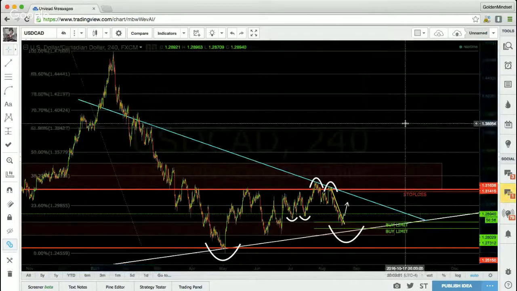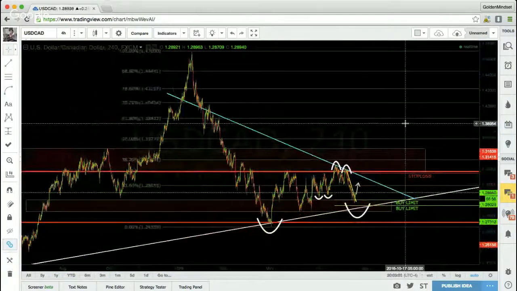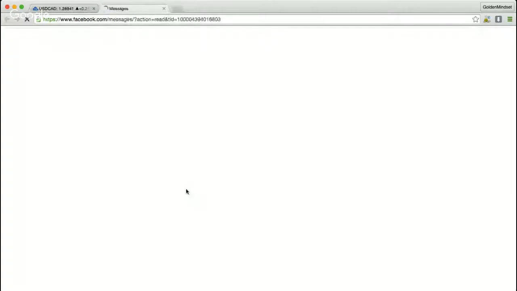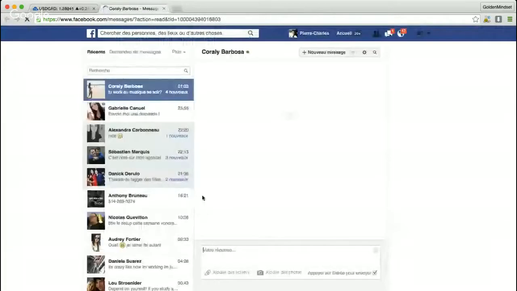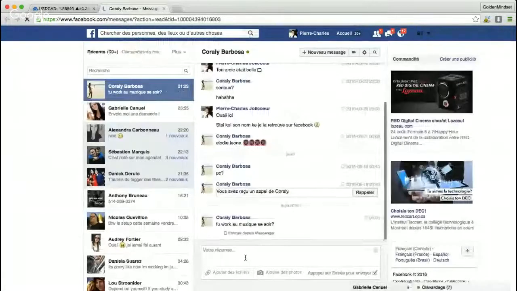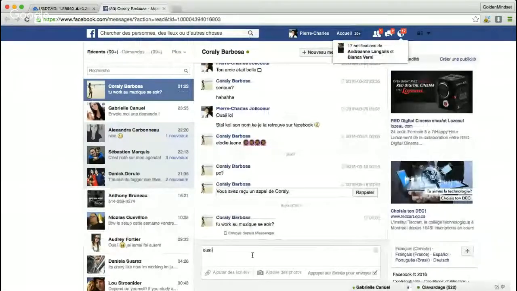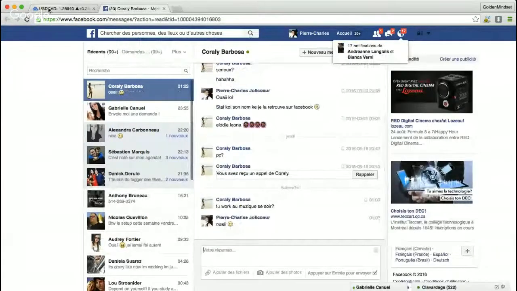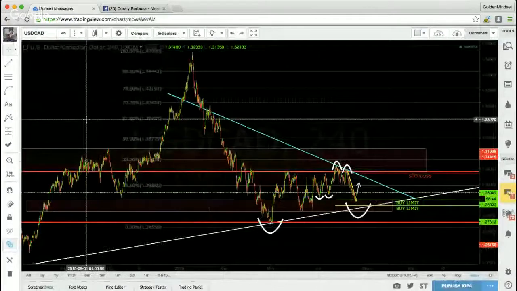Double top and double bottom are really the easiest charts you can be looking for. And sorry, I'm entering a message. It's as simple as that: Fibonacci, double bottom, double top, supply and demand zones, and some trend lines. So this is really simple. So this is it, guys.